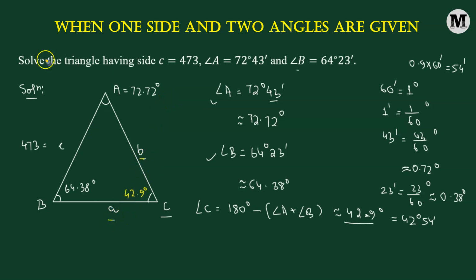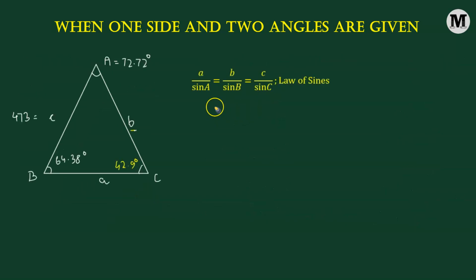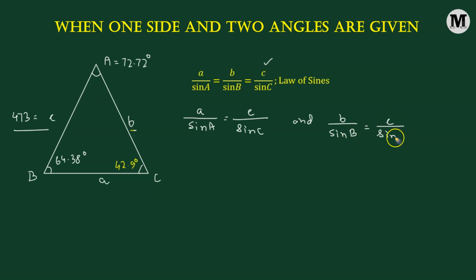For this, we're going to take the help of the law of sines. The law of sines is defined as the ratio of side a to the sine of the angle opposite to it, equals b over the sine of the angle opposite to it, equals c over the sine of the angle opposite to it. In our problem, side c is given to us, so we keep the ratio c over sine C fixed. That gives us two equations: a over sine A equals c over sine C, and b over sine B equals c over sine C.